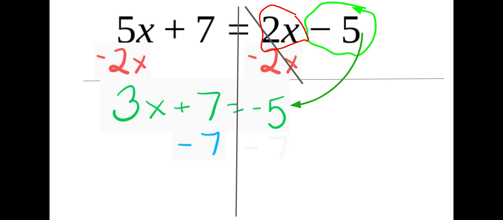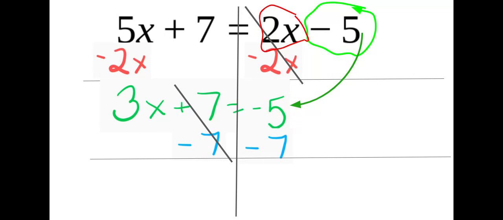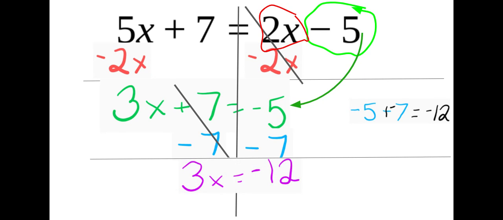From here, we've got our two-step equation. Just be careful with your calculations. Subtracting 7 cancels out on the left. Negative 5 plus negative 7 is the same, right, as subtraction, adding the opposite. And we're left with 3x equals negative 12. Divide by 3 on both sides, and we get x equals negative 4.